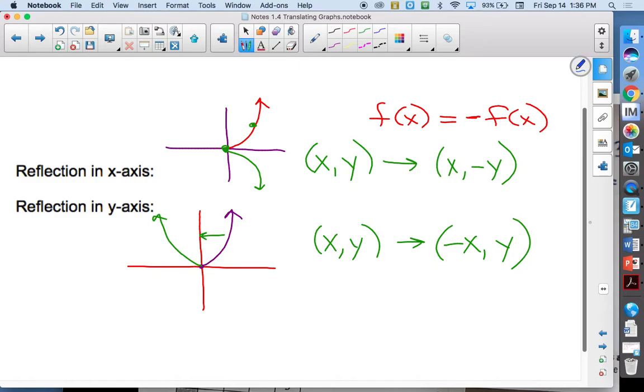As a function, that will have a negative literally with the x. So if it was x squared, I'd have parentheses, negative x, and then squared. So you'll see the negative being attached to the x. That tells you that it's a reflection in the y-axis because all the x values are becoming negative. So I believe there are 3 graphs underneath there.